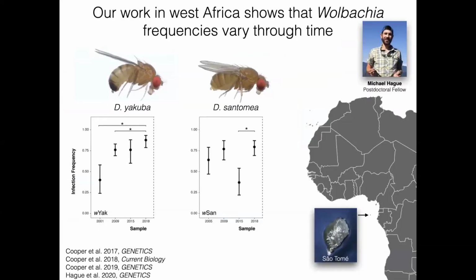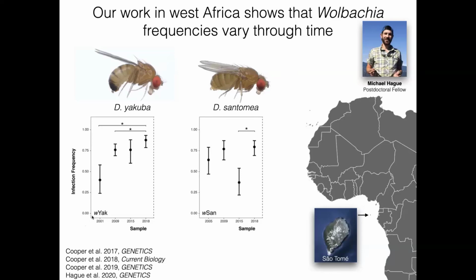Work by me prior and by Mike Haig more recently in West Africa, on the island of Sao Tome, from samples from the nearby island of Bioko, and also continental Africa, we've noticed variation in Wolbachia prevalence in these other Drosophila species, Drosophila yakuba and Drosophila santomea. They're two of the three species in the Drosophila yakuba clade in the Drosophila melanogaster subgroup. On the x-axis are the years at which the flies were sampled, and on the y-axis is the prevalence of Wolbachia. So how many of those hosts, what proportion, were infected?